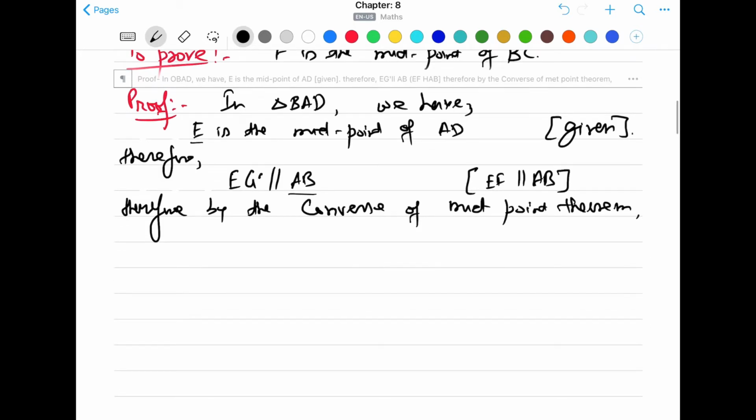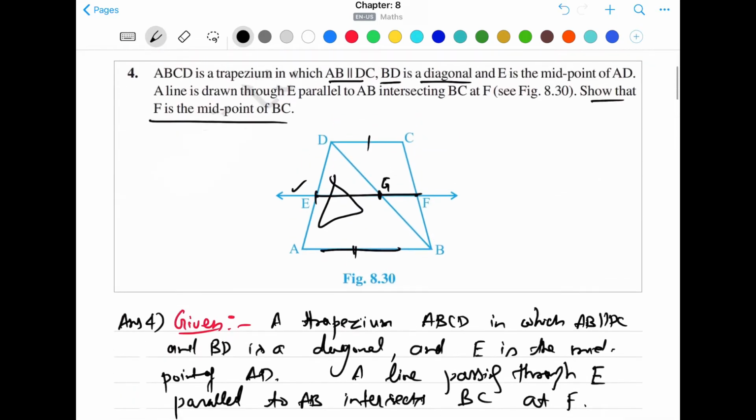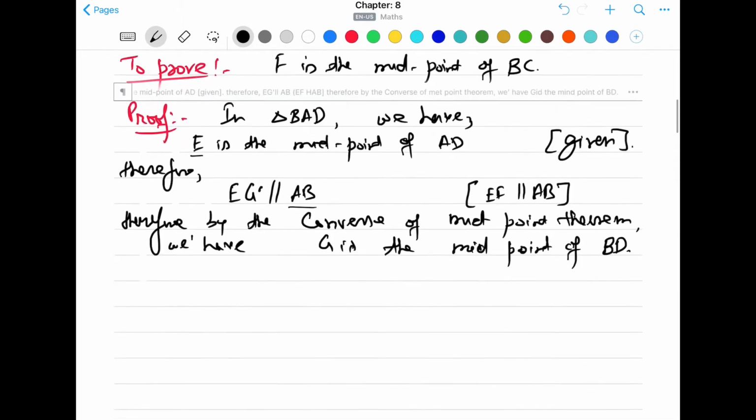Therefore, by the midpoint theorem, G is the midpoint of diagonal BD. So we got that in this triangle, by applying the converse of the midpoint theorem, G is the midpoint of the diagonal BD.